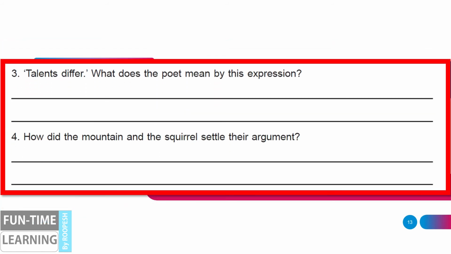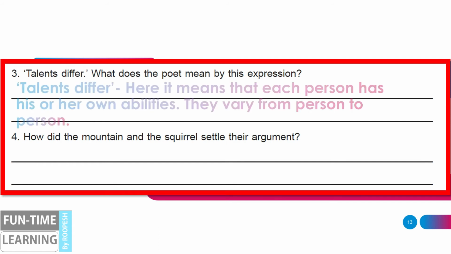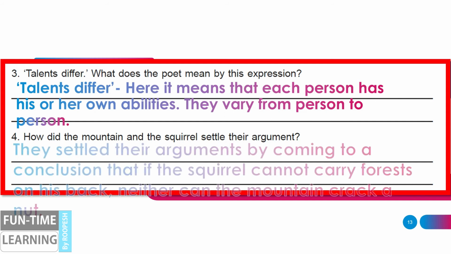Talents differ. What does the poet mean by this expression? Here it means that each person has his or her own abilities. They vary from person to person. How did the mountain and the squirrel settle their argument? They settled their arguments by coming to a conclusion, that if the squirrel cannot carry forest on his back, neither can the mountain crack a nut.